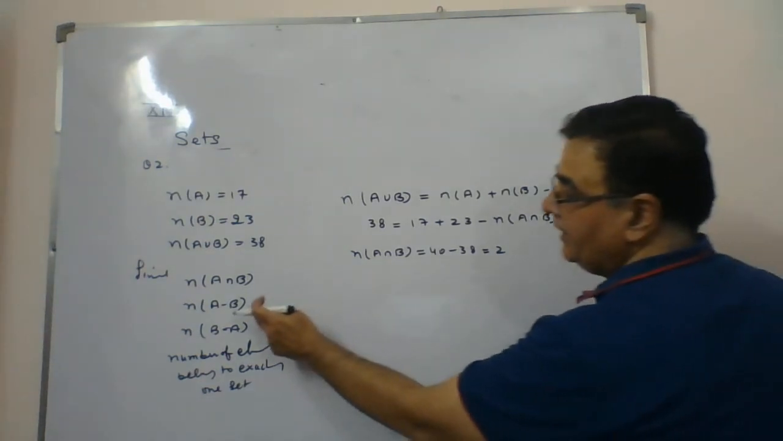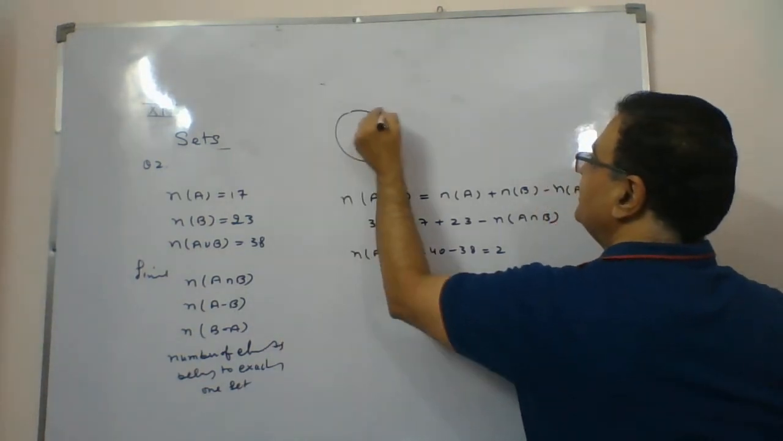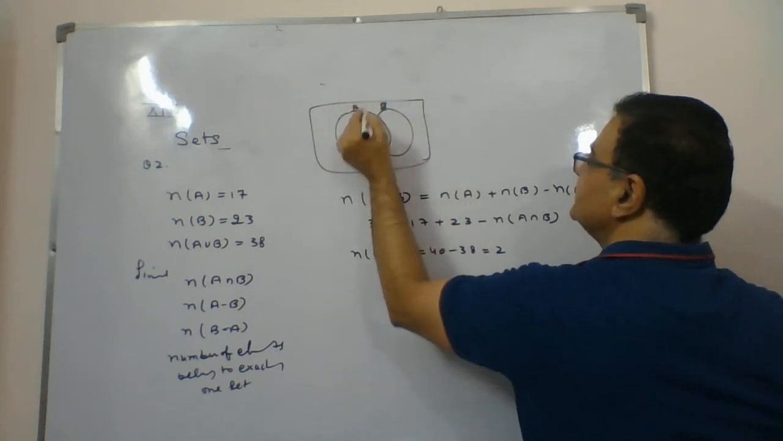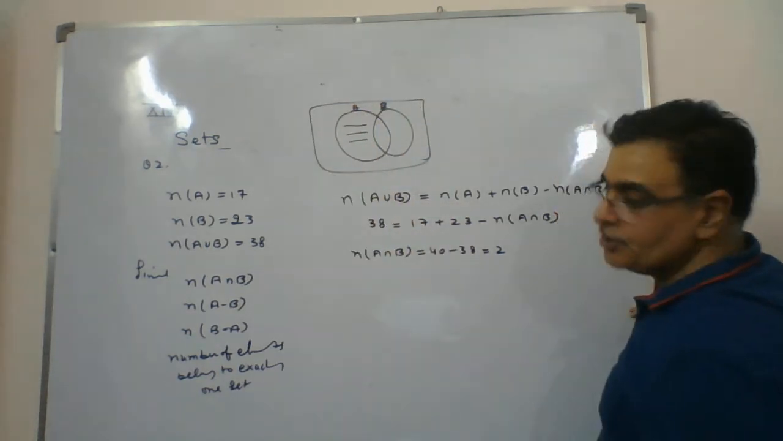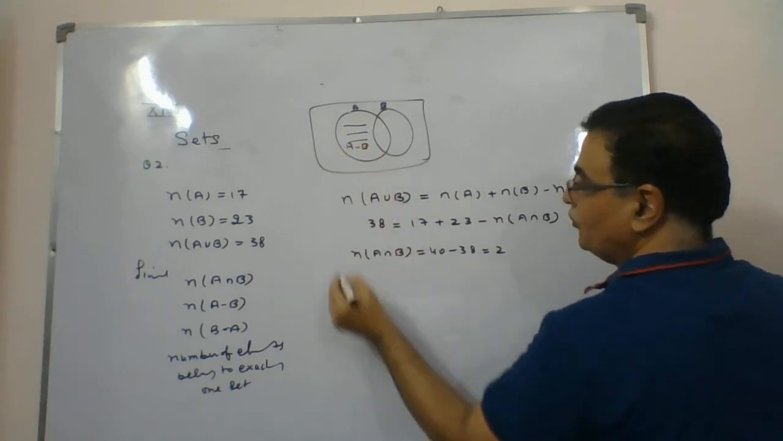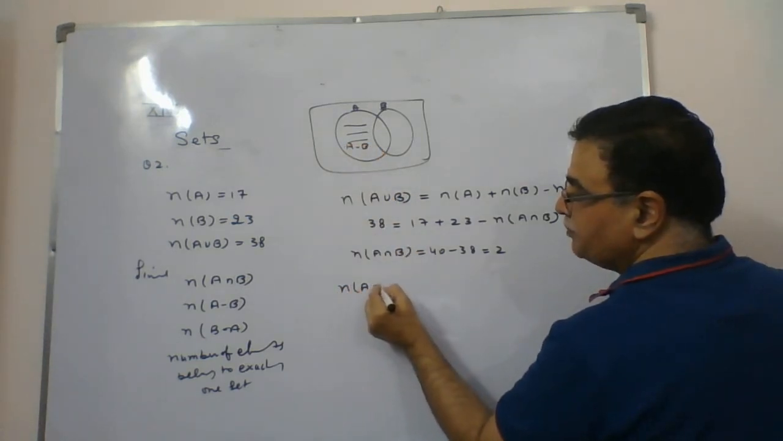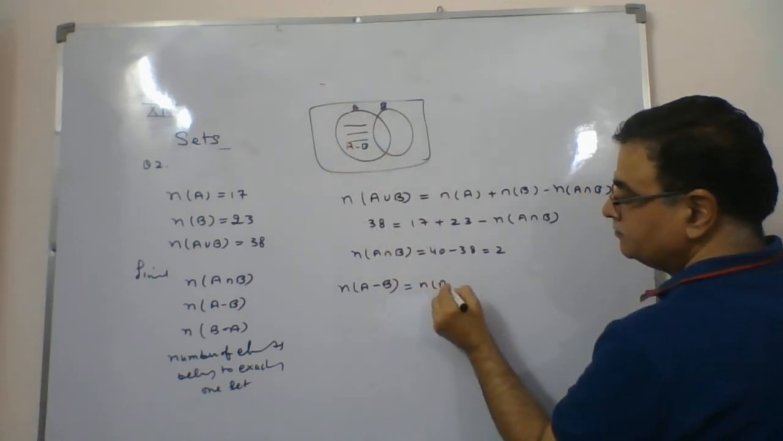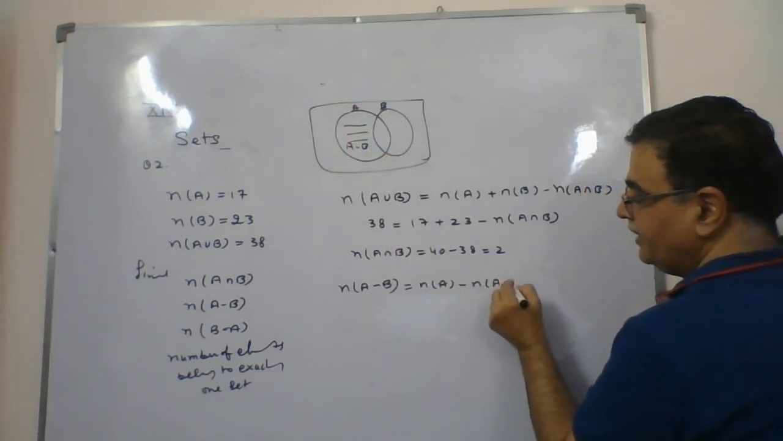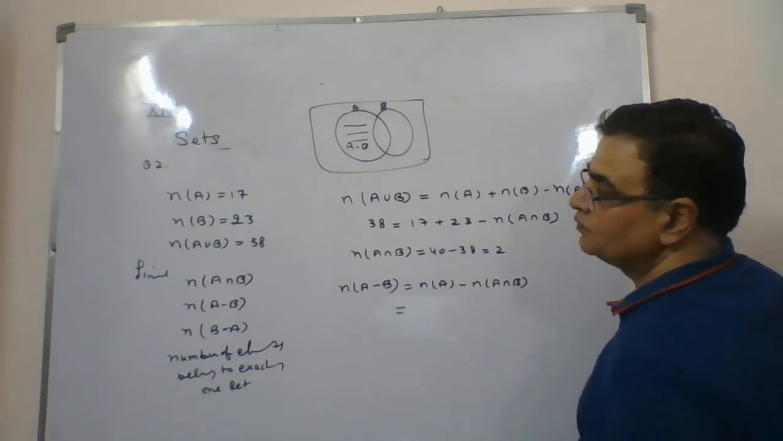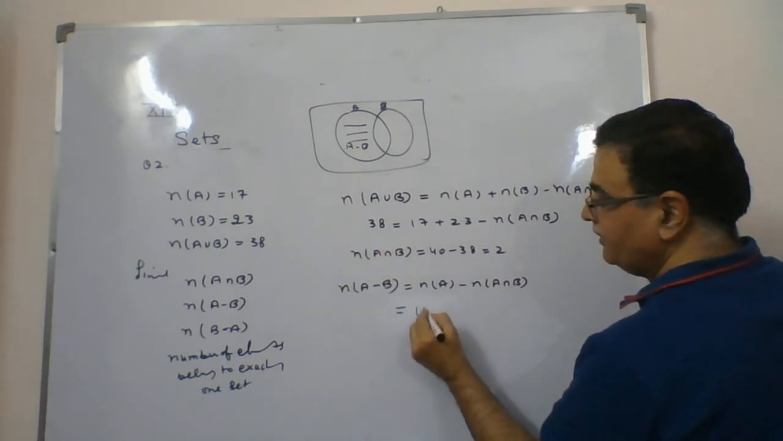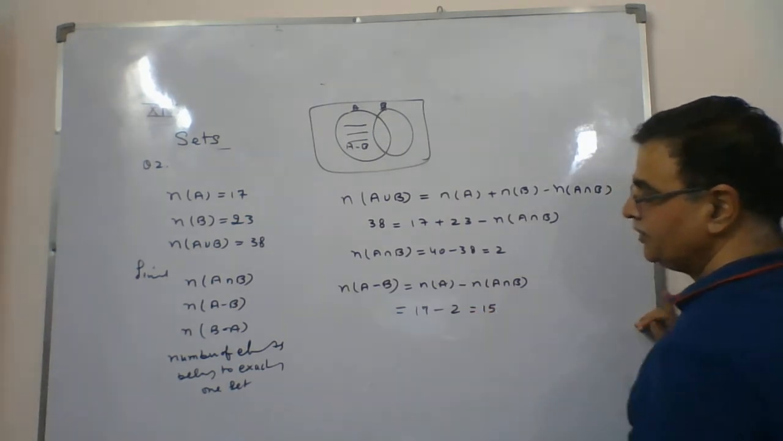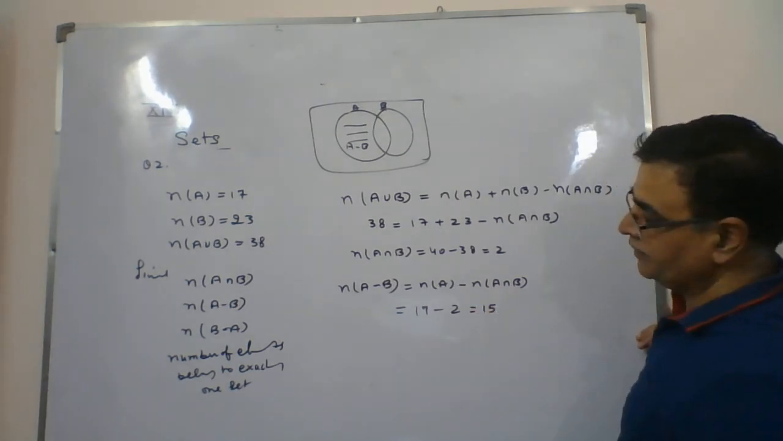Now coming on n(A minus B), if you remember the formula I already told you. A minus B, this is A and this is B, so A minus B means this portion I want. So when you want n(A minus B), I told the formula n(A) minus n(A intersection B). What is n(A) this time? 17. A intersection B already calculated, so it will be 2. So it is coming 15.